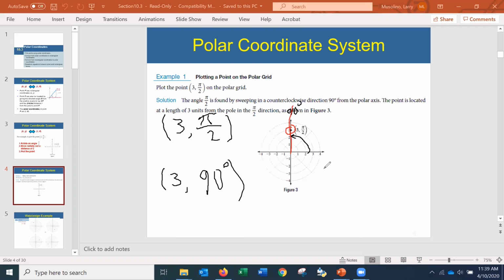So it just takes a little bit of getting used to on how to plot these polar points.